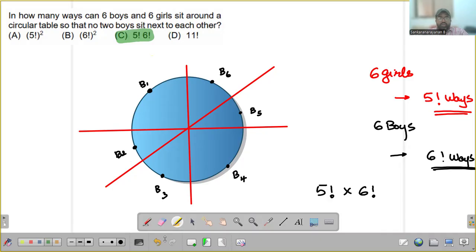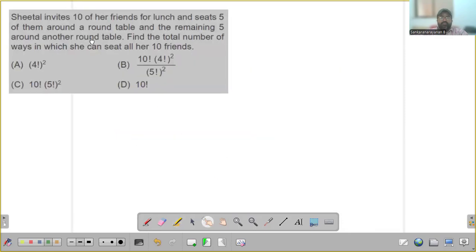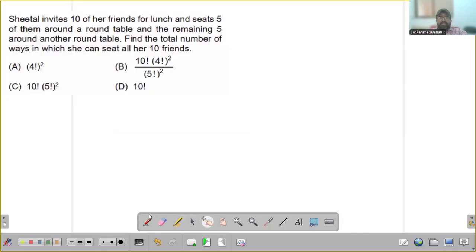The 10th question in this lot. Have a look at this question. Sheetal invites 10 of her friends for lunch and seats 5 of them around a table and the remaining 5 around another round table. Find the number of ways in which she can seat all her 10 friends. Please note, this is in continuation with that board question.